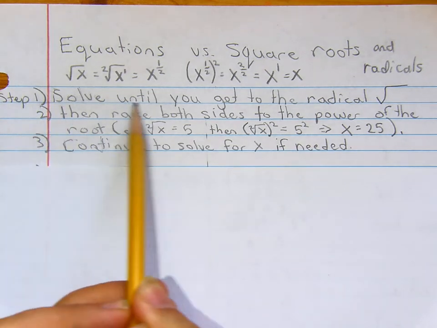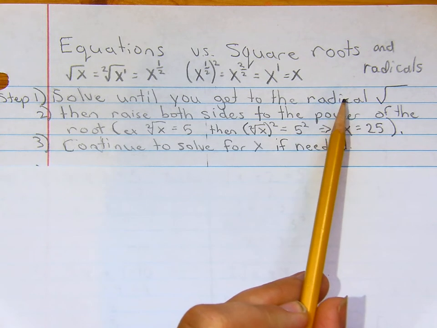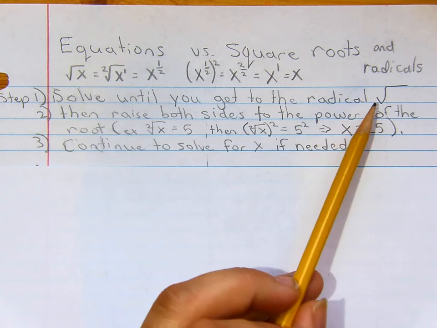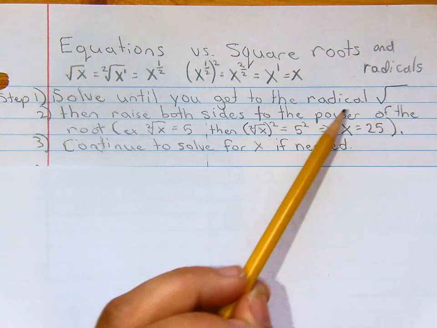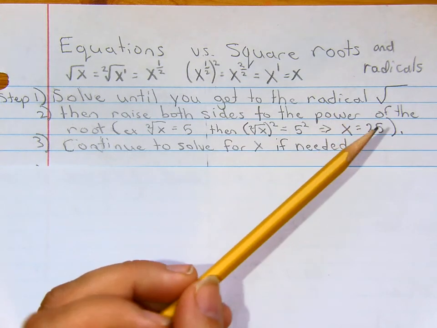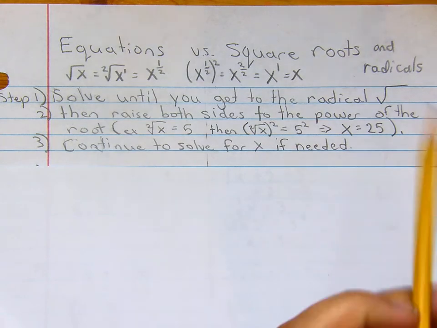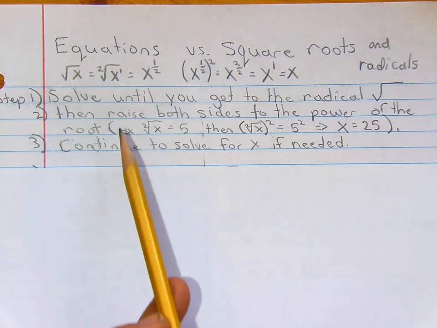The important thing is to remember that you're going to solve like you would any other equation to get down to that radical. If you're not familiar with the ones with absolute values or anything along those lines, it's the same basic process. You're going to use the same reverse order of operations to solve for x, but now we're just solving to try to get the radical by itself, which usually contains our x anyway.